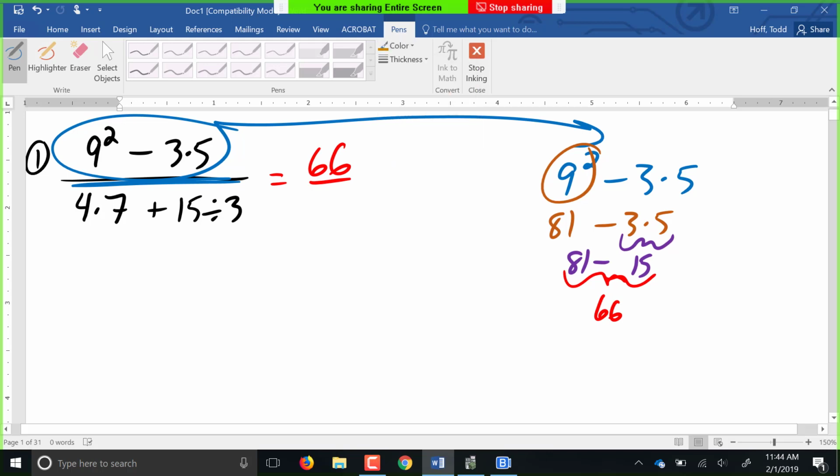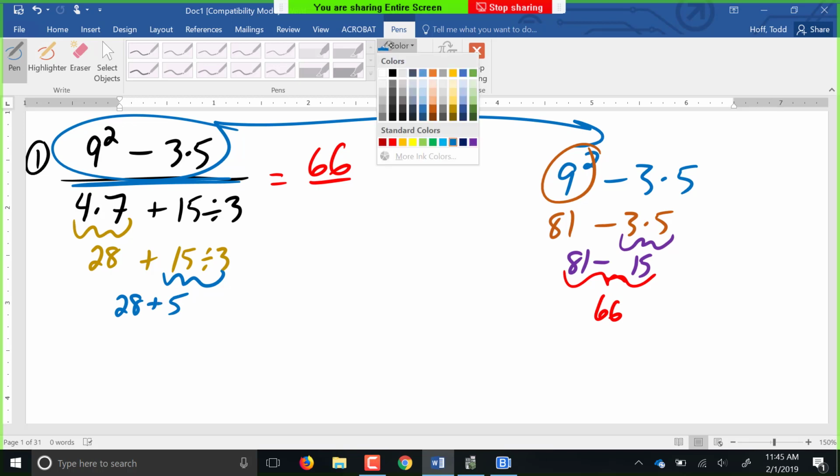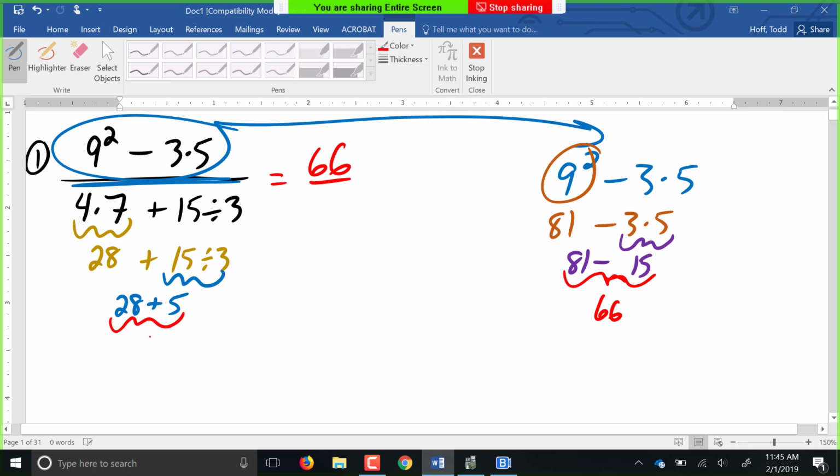Now on bottom, what do we have to do first? 4 times 7 is 28. Next would be 15 divided by 3, which is 5. And finally, perfect, 28 plus 5 is 33. So the bottom reduces to 33.